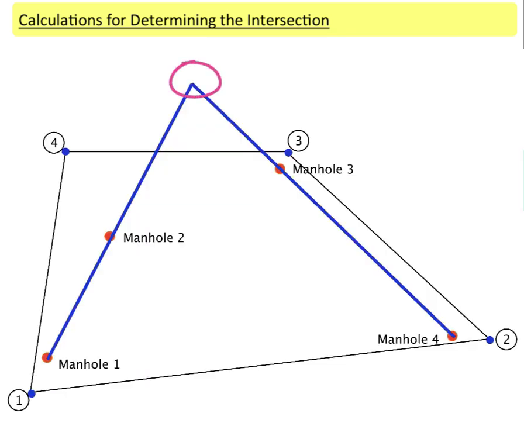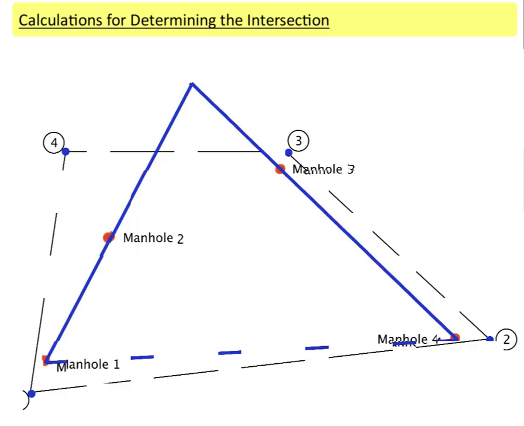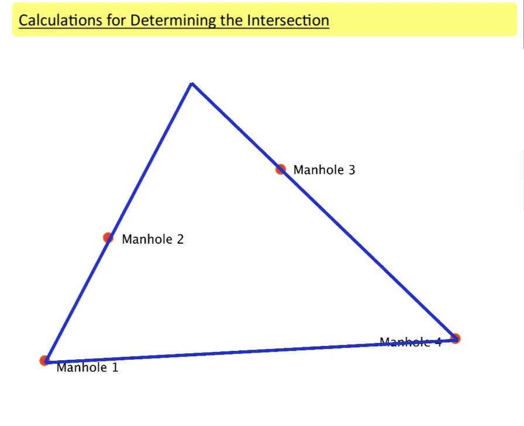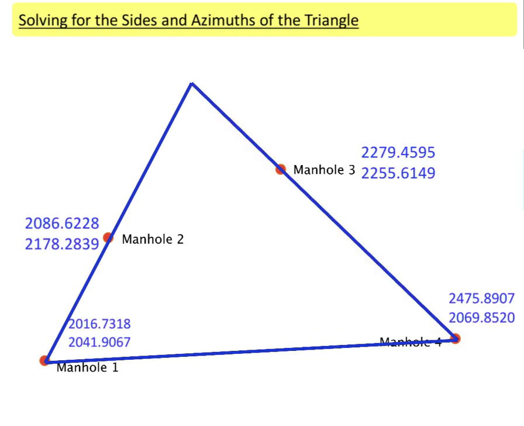The intersection of the two sewer lines is found by creating a triangle. The 3 points of the triangle are manhole 1, manhole 4, and the point of the sewer line intersection that is sought. One side of the triangle is between manhole 1 and manhole 4. Another side of the triangle is a side extending from manhole 1 through manhole 2 to the point of intersection. The final side of the triangle is a side extending from manhole 4 through manhole 3 to the point of intersection. Solving for the azimuth and the sides of the triangle can now be performed.